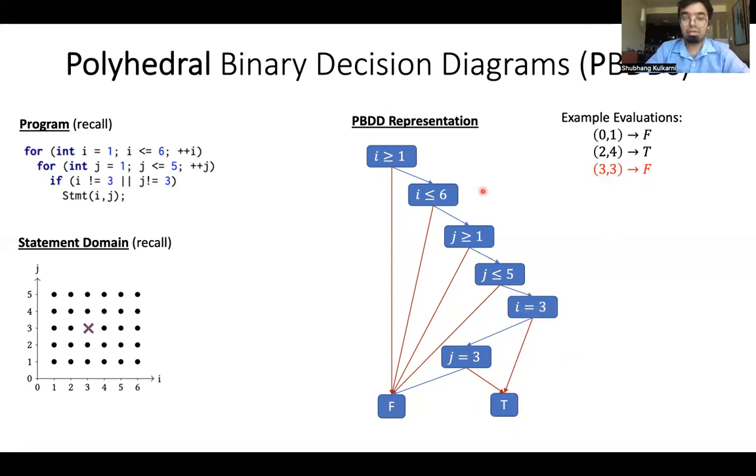Similarly, (3, 3) evaluates to false because all of these constraints are satisfied. Then I equal to 3 is satisfied, so we follow the true branch. J equal to 3 is satisfied, we follow the true branch, and we evaluate to false.